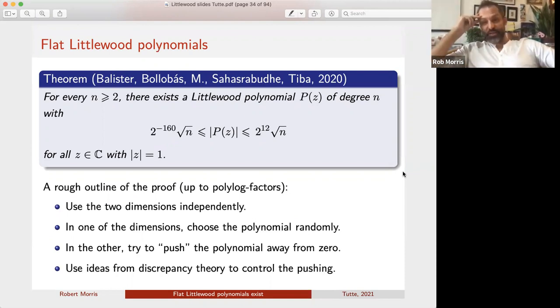I should say that the proof of this theorem is really surprisingly simple. I don't want you to come out of this thinking that this is a complicated proof at all. I want to try and impress on you how simple and nice this proof is.